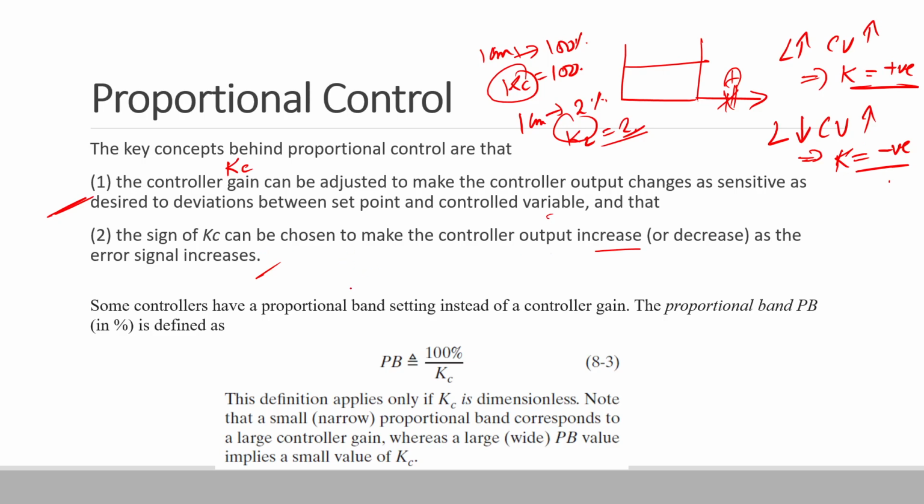Now in many physical controllers, we don't have this Kc term to be tuned, but we have the inverse of that. The inverse is known as proportional band, which is basically defined as 100% upon Kc. What it signifies is that a small proportional band corresponds to a large controller gain, whereas a large proportional band implies a small value of Kc. So you will see this proportional band terminology in many scenarios.